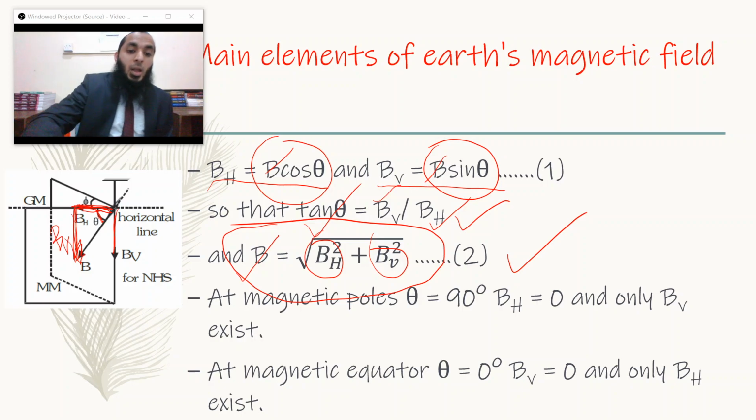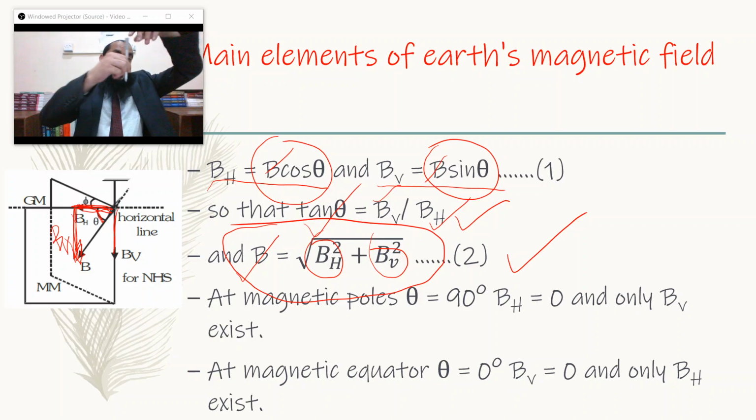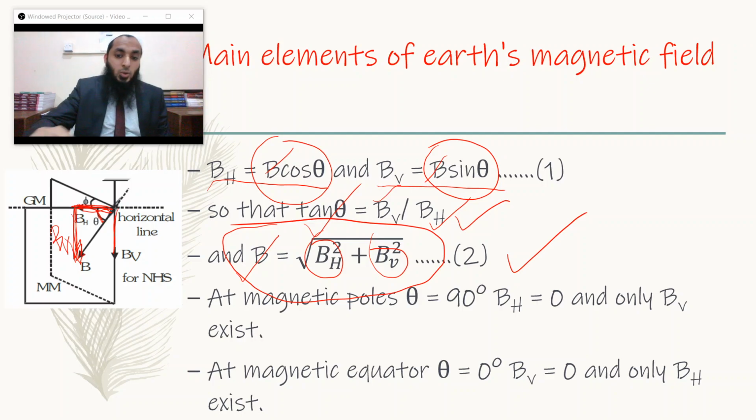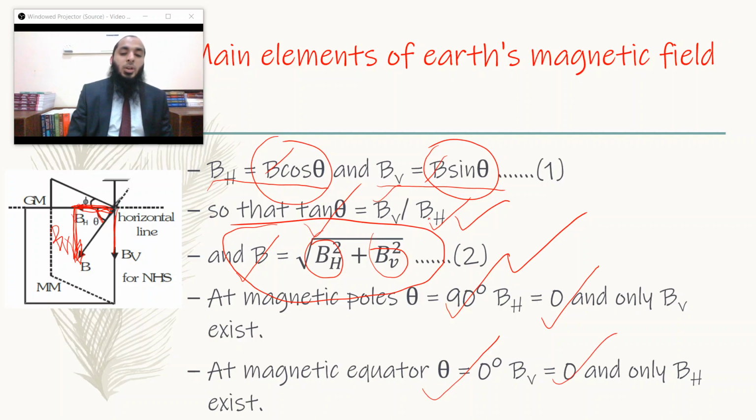Now, at magnetic poles, we have already seen that the magnet will be oriented in the vertical direction, so theta will be 90. Another reason is the horizontal component is 0 there. Only the vertical component is there. Again, at the equator it is oriented horizontally, so there is no vertical component, so the vertical component will be 0. So this ratio will become 0, or theta will become 0. All these things are already discussed in the previous slides.